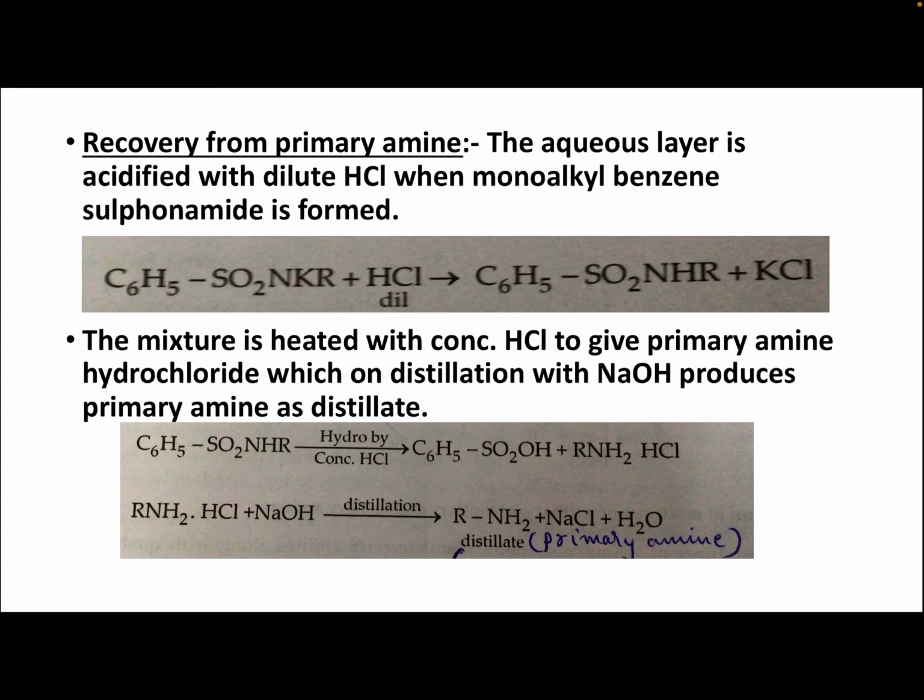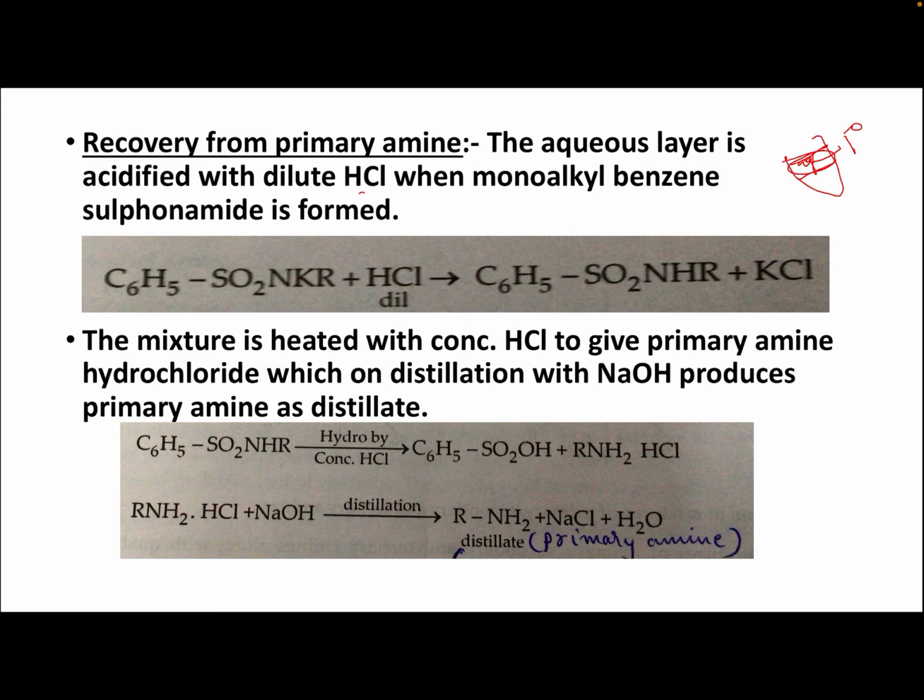Then we can recover the primary amine. The aqueous layer is acidified with dilute HCl. In the aqueous layer, primary is there. So this layer is treated with dilute HCl. Then monoalkyl benzene sulfonamide is formed. And again the mixture is heated with concentrated HCl to give primary amine hydrochloride, which on distillation with NaOH produces primary amine as distillate. Distillate means that which is collected lastly.